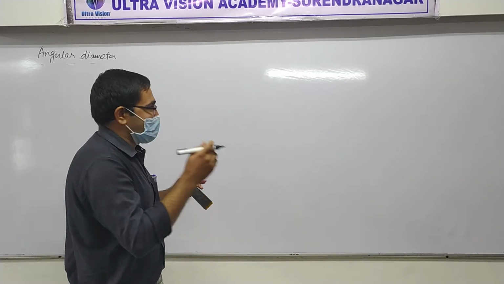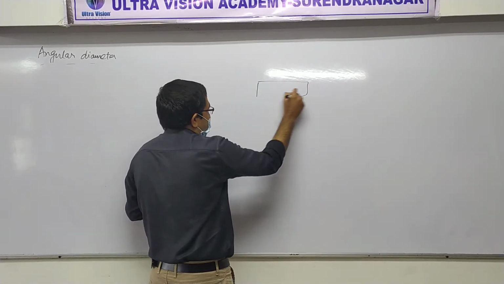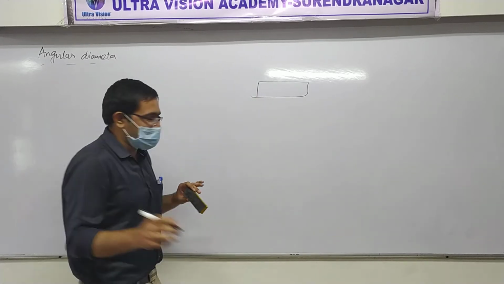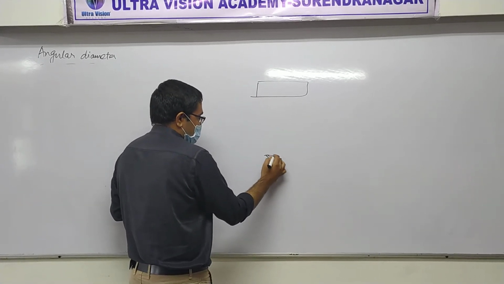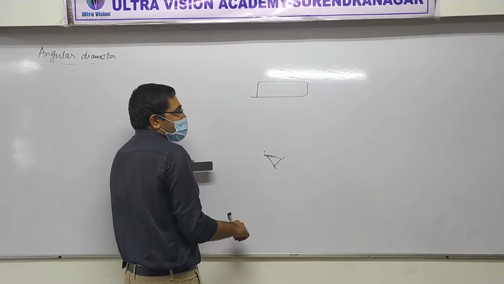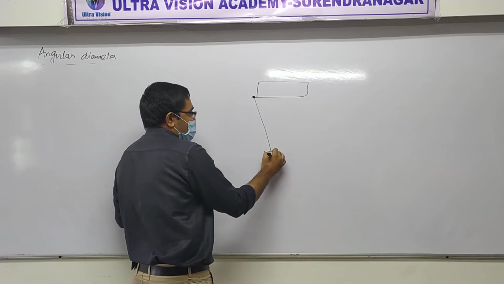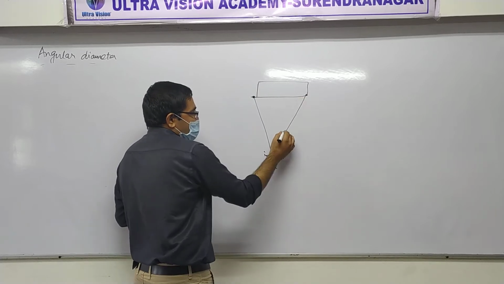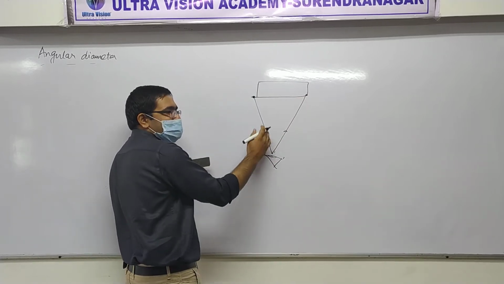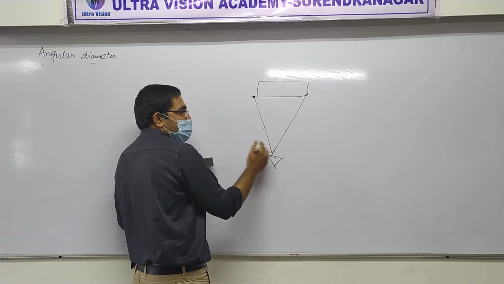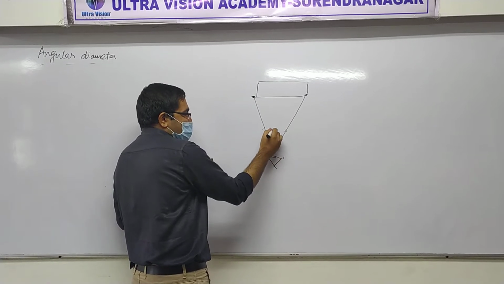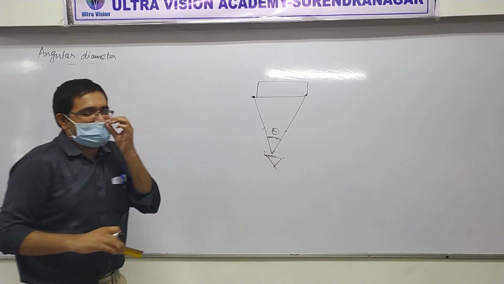Let me explain that. Angular width means all of you are seeing the duster. Let's say this is the duster, and suppose here's your eye. Okay? And you are seeing this. So from your eye, if you look at the left end of the duster and then at the right end of the duster, this is your line of sight. Is it fine? Between these two there is an angle. Yes or no?